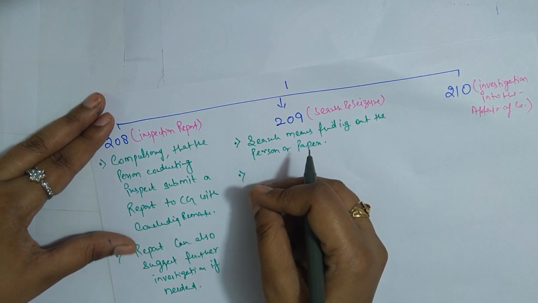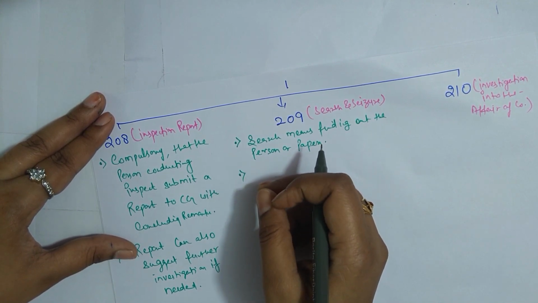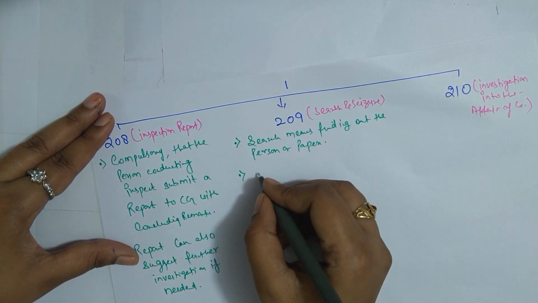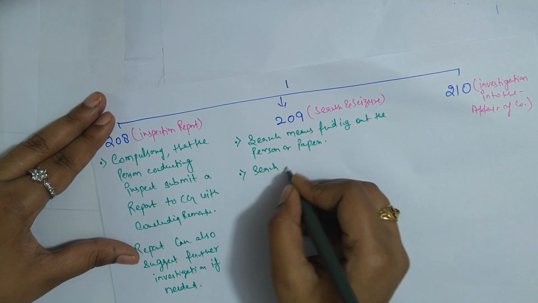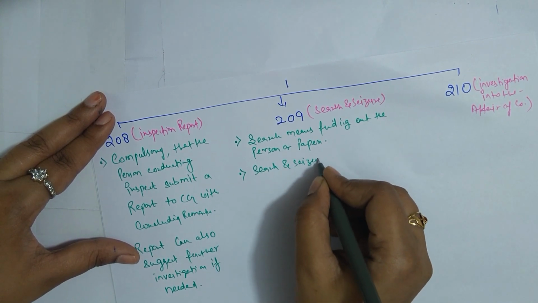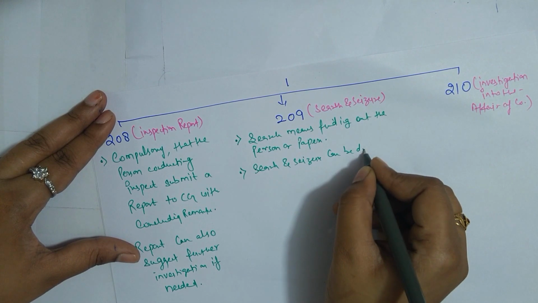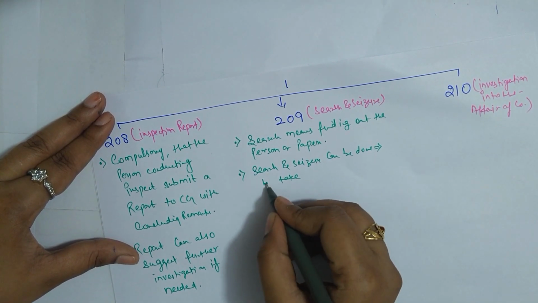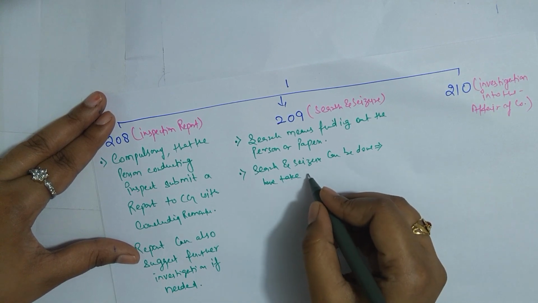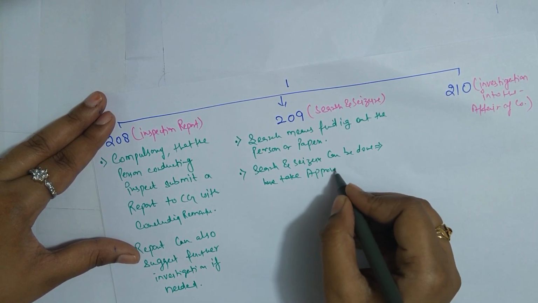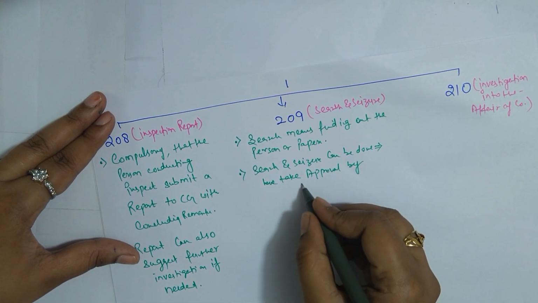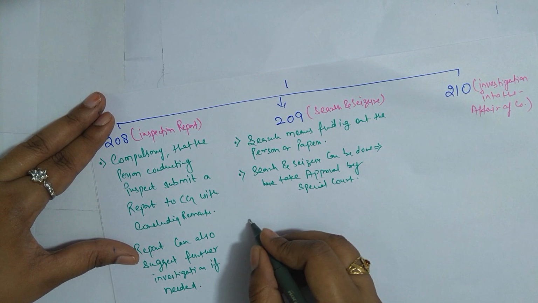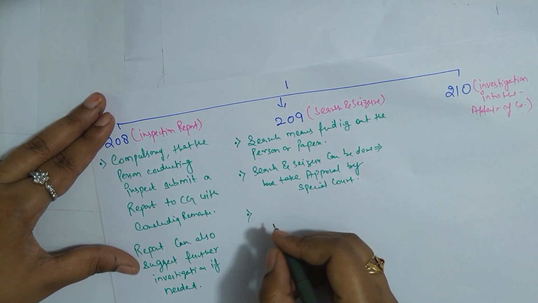When ROC or inspector has reasonable grounds, he can go for search and seizure, but for this advance approval of special court is compulsory. Means search and seizure can be done, but before that you have to take approval by special court. Before taking special court approval, you are not eligible to do so.